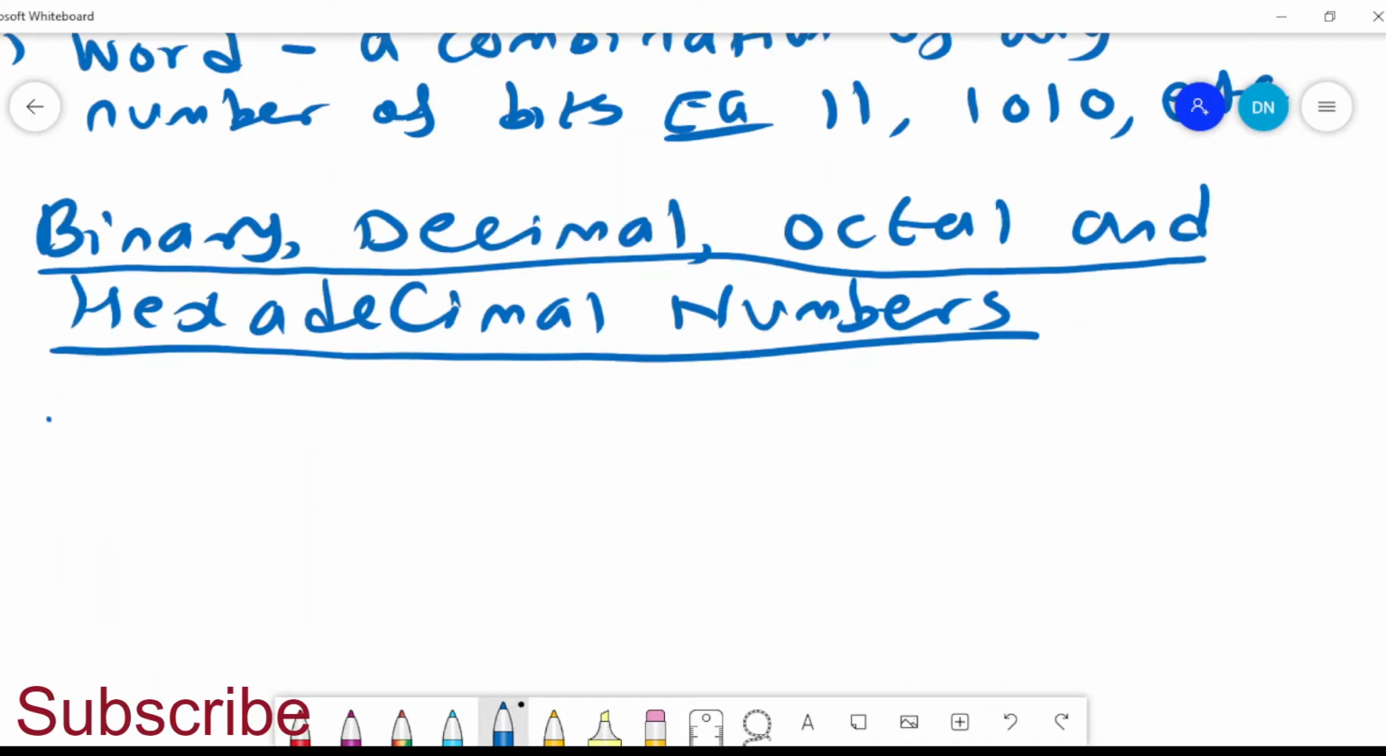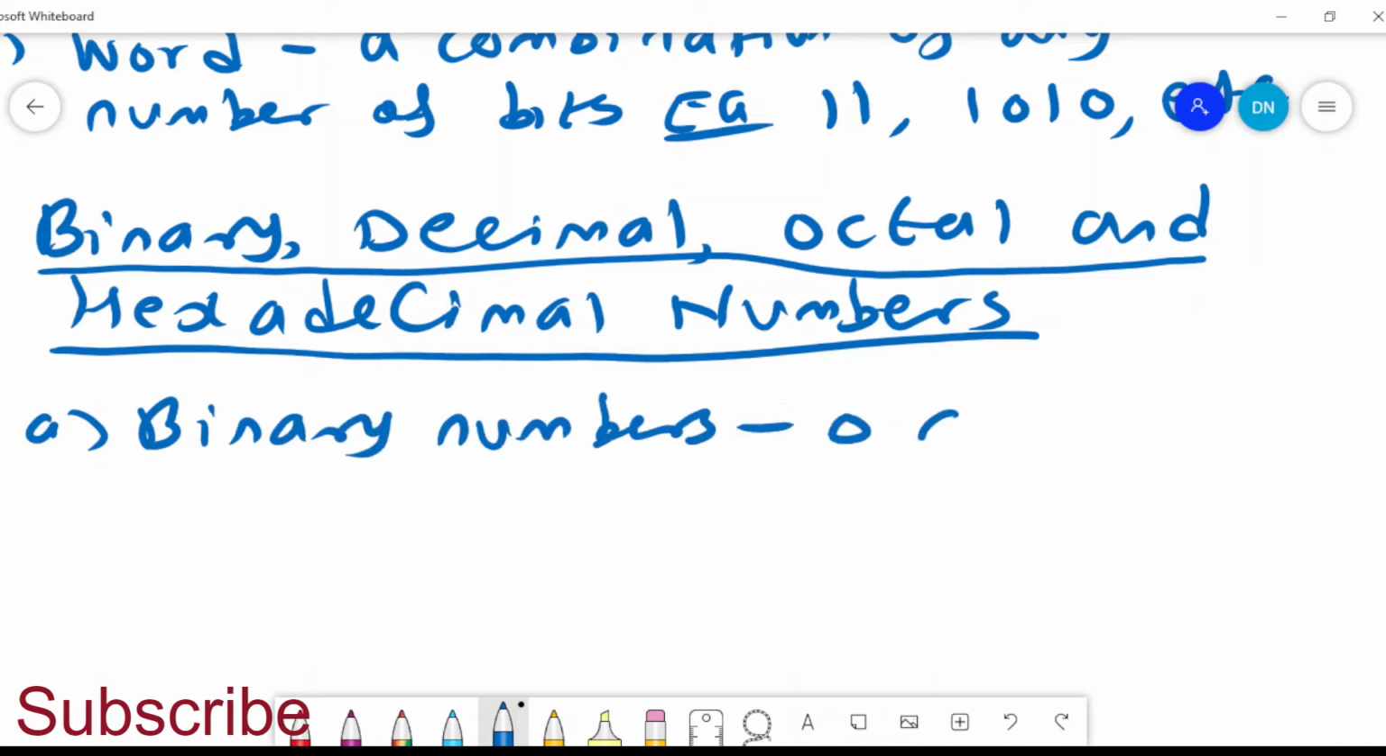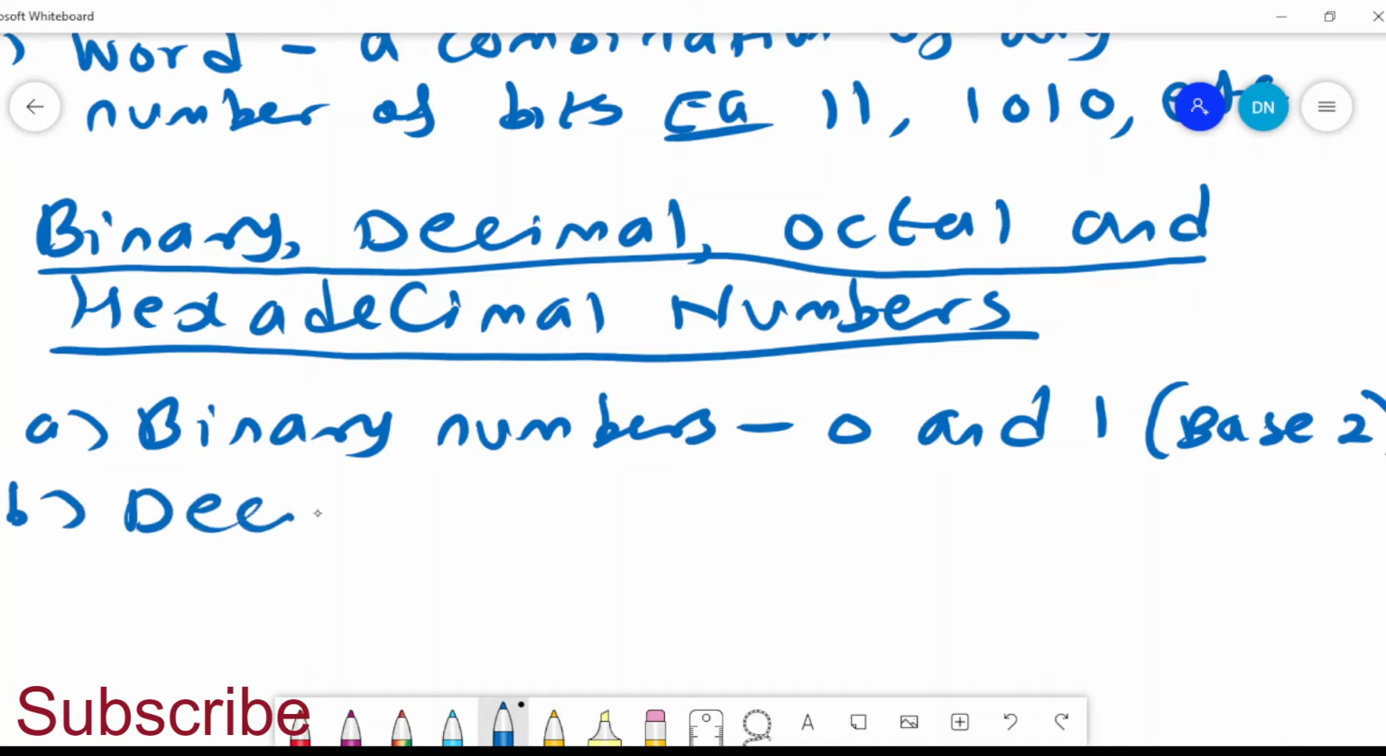And so the first one is binary numbers. Basically they are only represented as zeros and 1s. And so we say binary numbers are numbers to base 2. The second set of numbers is what we call decimal numbers. These are the normal numbers that we are familiar with, and these are to base 10.